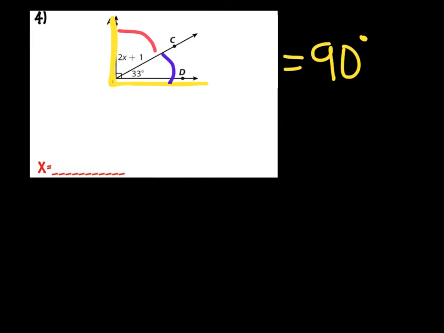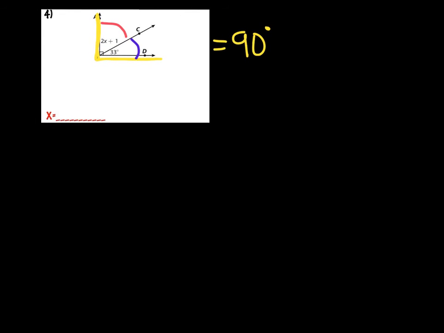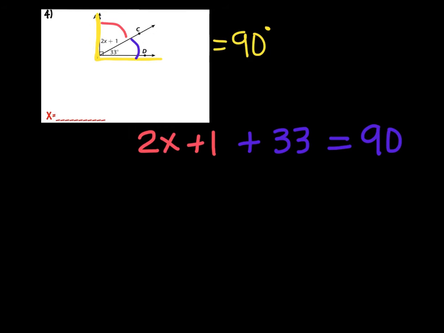So again, I'm going to make an equation using these two angles and then solve to find the value of x. The first little angle is 2x plus 1. Then I'm going to add that to the second angle, which is 33. And then the total we get at the end together should be 90.